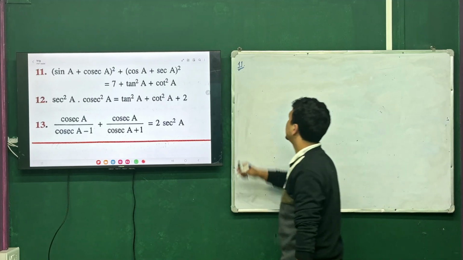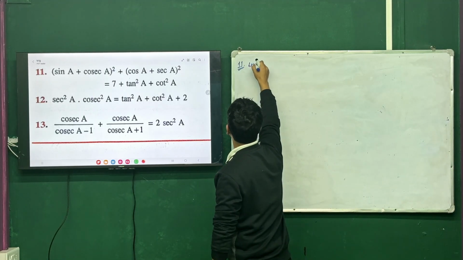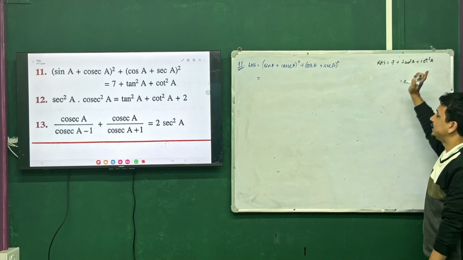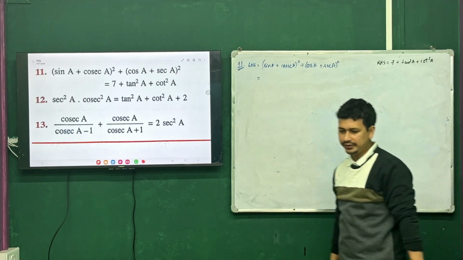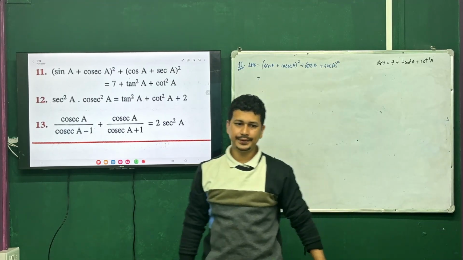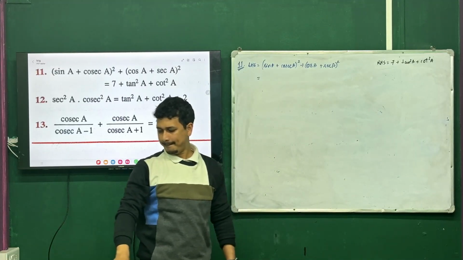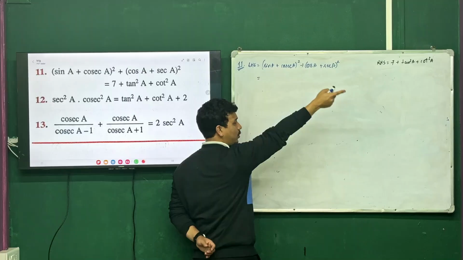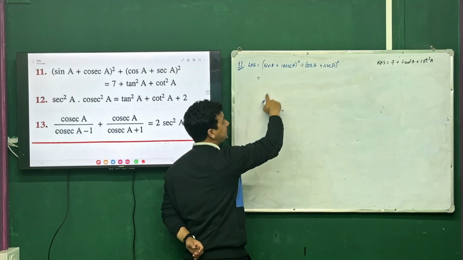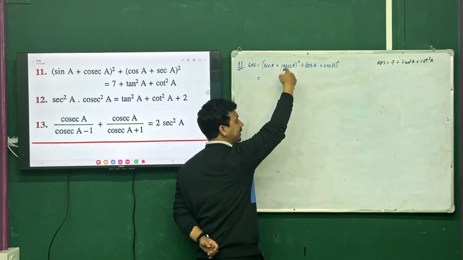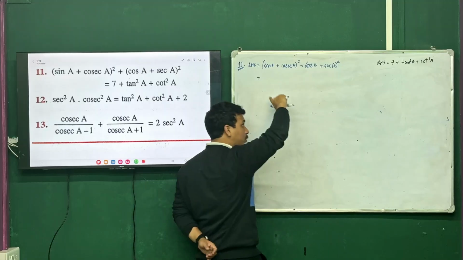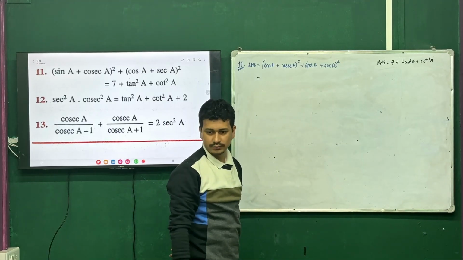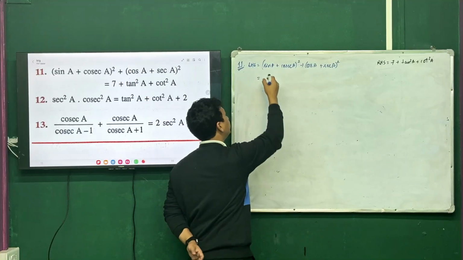Question number 11. Let's see the left hand side. The left hand side we have sine, cosec, cos and sec. On the right hand side we have tan and cot. What do you suggest we do on the left hand side? See, if I open the bracket, I'll end up with cosec square, right? I can see that. If I open this bracket, I'll get cosec square. That cosec square I can convert, right, to cot square. Yes or no? Okay, let me show you the step.